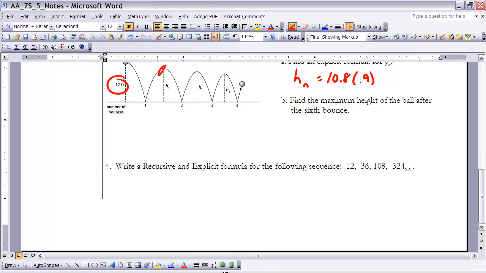Okay, for this last example, it says write a recursive and explicit formula for the following sequence. So knowing what you know about geometric sequences, keeping in mind that you need to know what the first term and what that constant ratio is, see if you can write a formula for this recursively and explicitly. Bring it to class and we'll go over the answer to that in class next time.